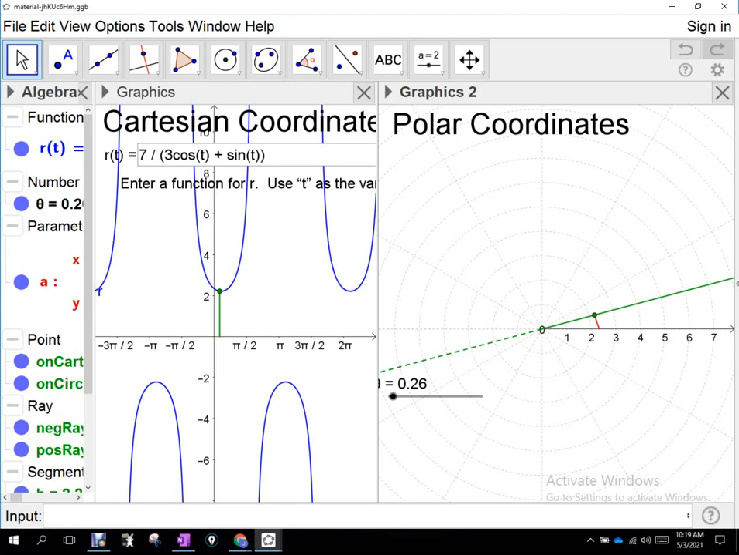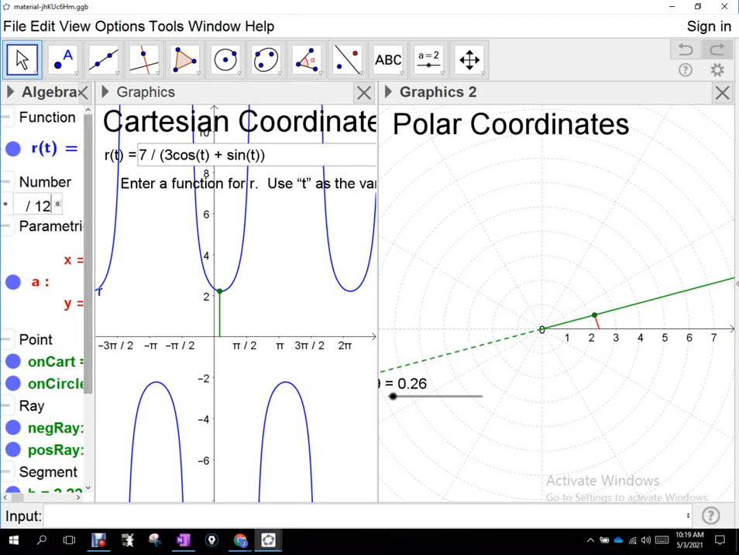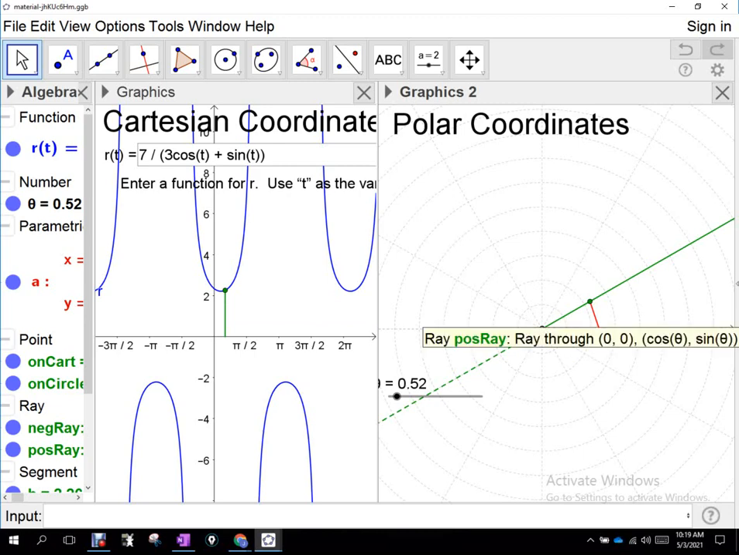Then if I go to pi over 6 and plot that, so that's the theta that I revolve out. You can see the green line is showing me that angle of revolution of pi over 6 from the standard or positive polar axis here. Rotate pi over 6 radians, and then capture the y value here of 2.26. So we go out to the first circle, second circle, 2.26 circle. Does that make sense?